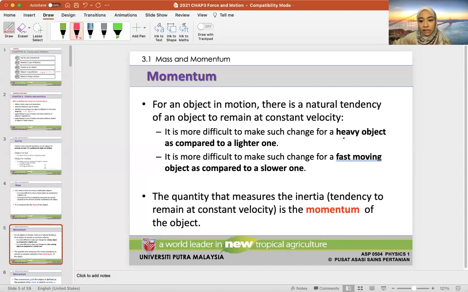So momentum is related to how heavy or light an object is and how fast or slow an object is. The heavier your object, the greater momentum you have. Or the faster your object, the greater momentum that you have. The greater momentum that you have, the greater inertia that you have. So the quantity that measures inertia is called momentum.